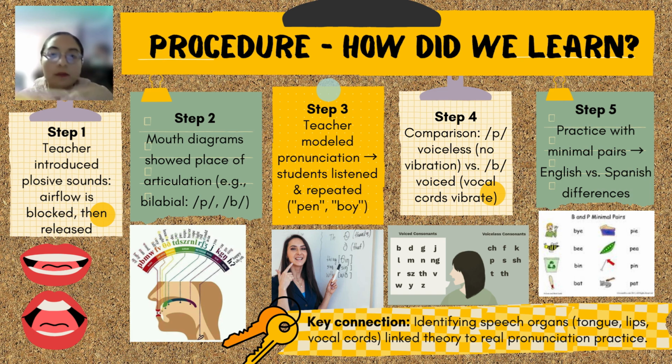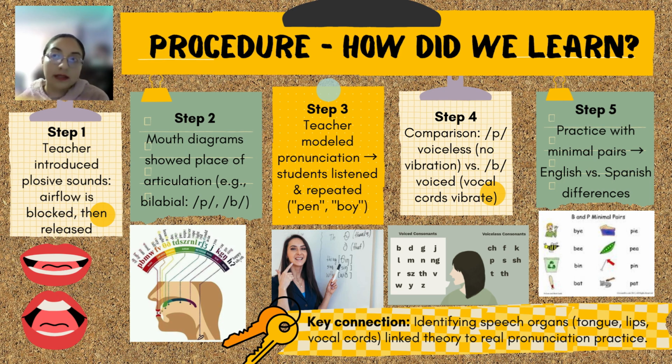Third, the teacher modeled the pronunciation of each sound and we listened and repeated. For example, P as in pen and B as in boy. Fourth, we compared voiced and voiceless sounds. We learned that P is voiceless because the vocal cords do not vibrate, while B is voiced because they do.